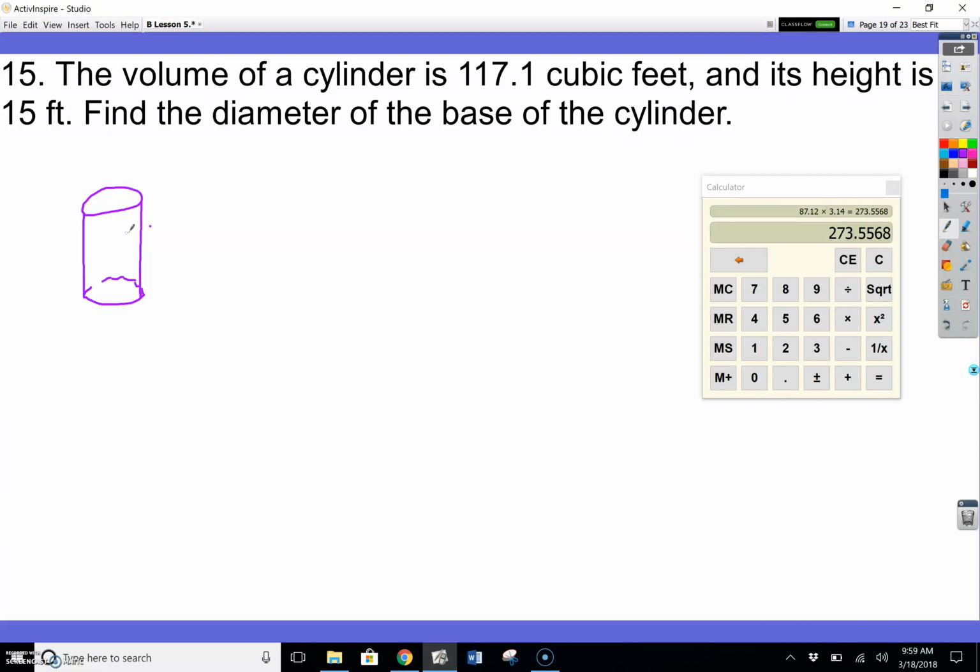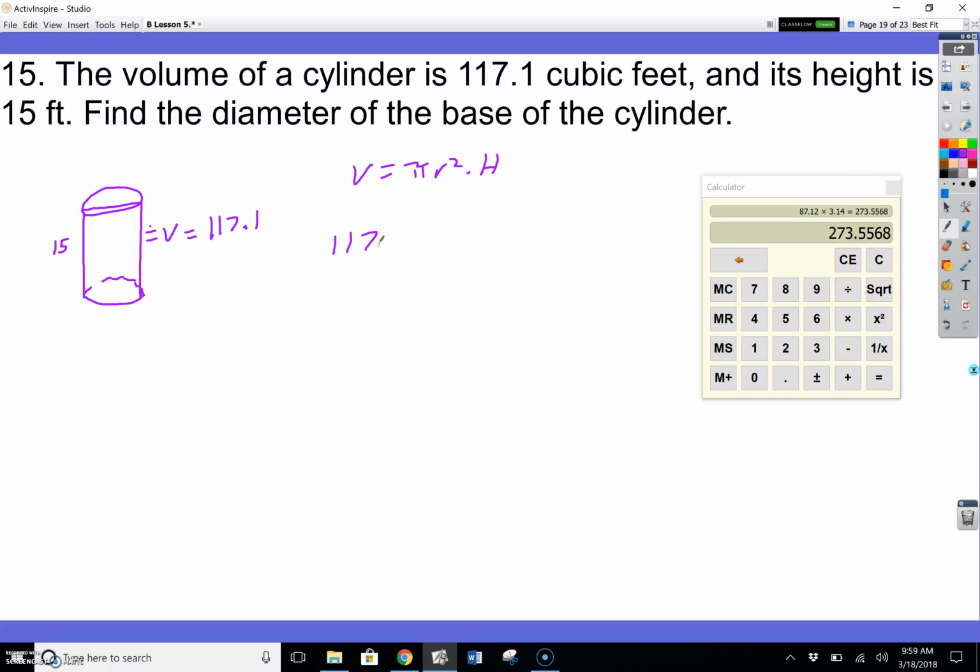We're working with cylinders, so here's my cylinder. And I'm going to say the volume of this is 117.1. And it says its height is 15. Now find the diameter. So how are we going to do this? Well, let's go ahead and plug stuff in and see what I need to solve for. So volume equals pi r squared times the height.